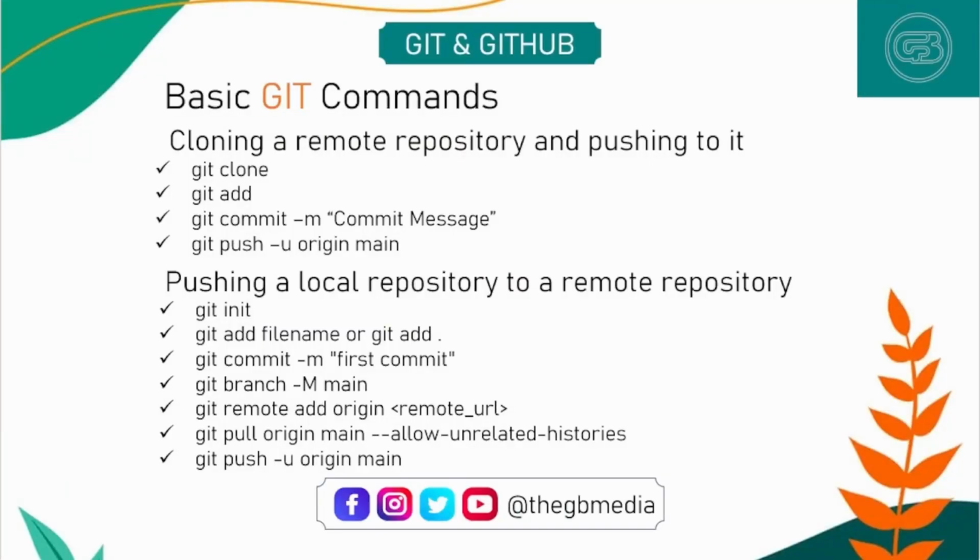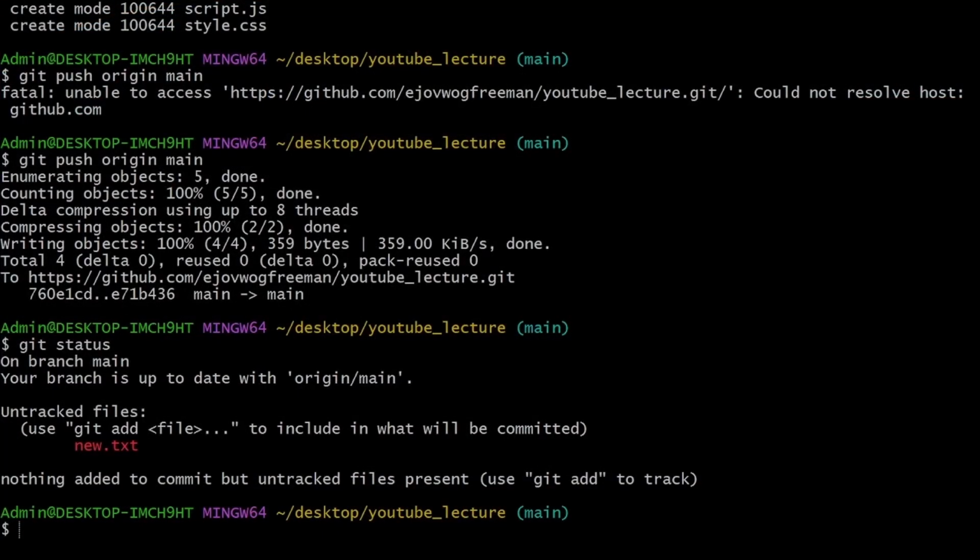Let's look at the other case scenario. This is when I'm working on the local repository and I want to push that local repository to GitHub. So how do I do that? It's very easy. What I will do at first is go back to my Git Bash. So let me work on what I want to push.